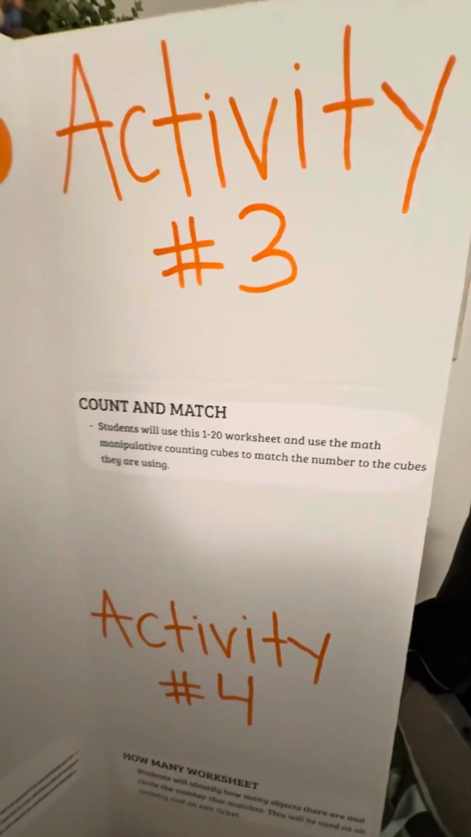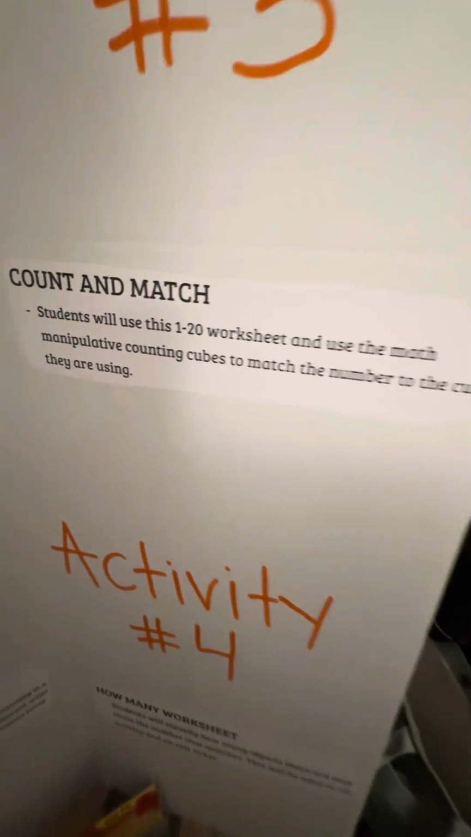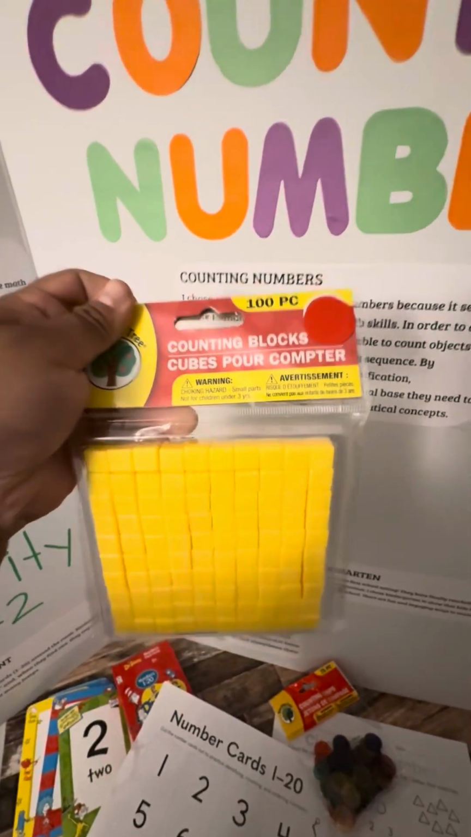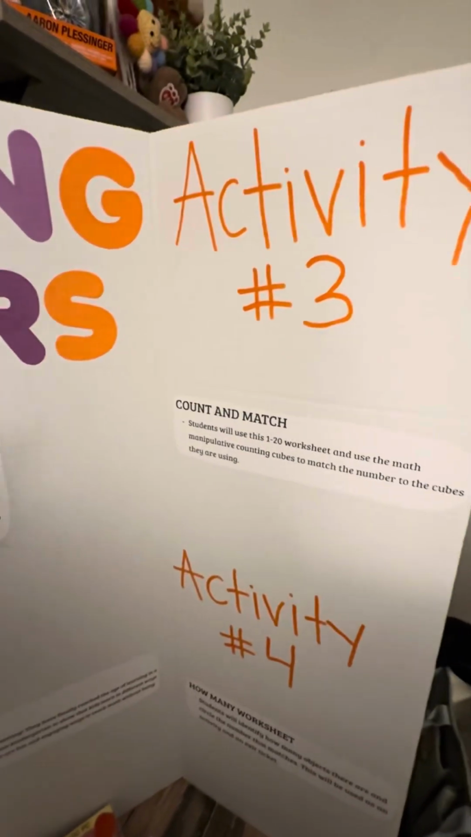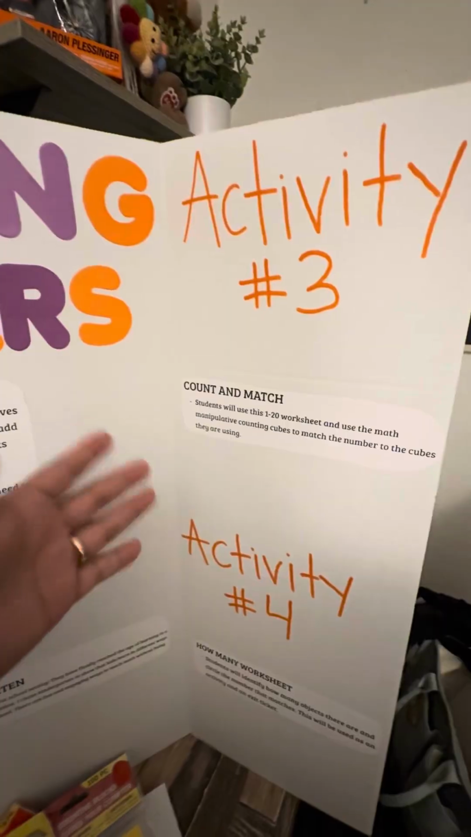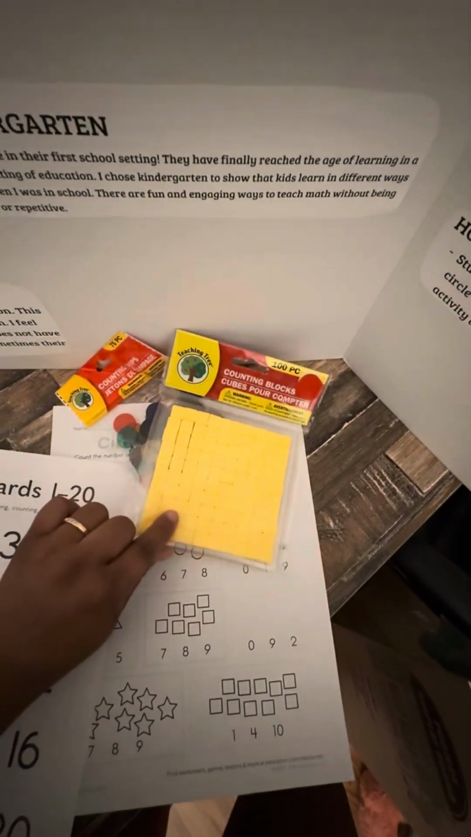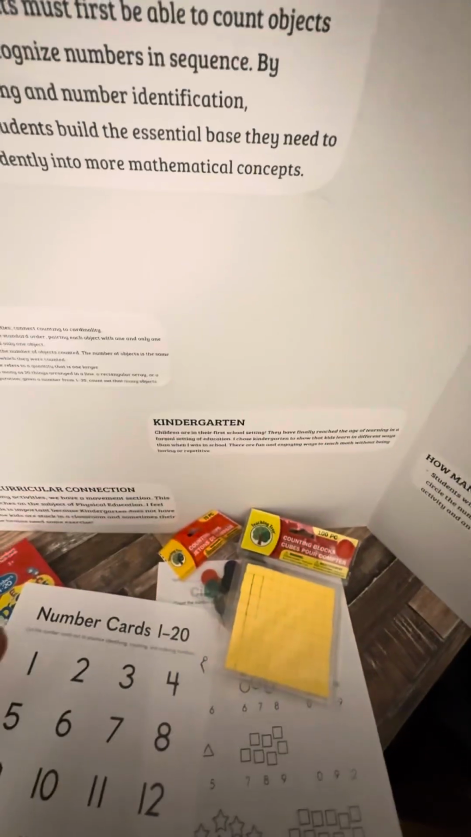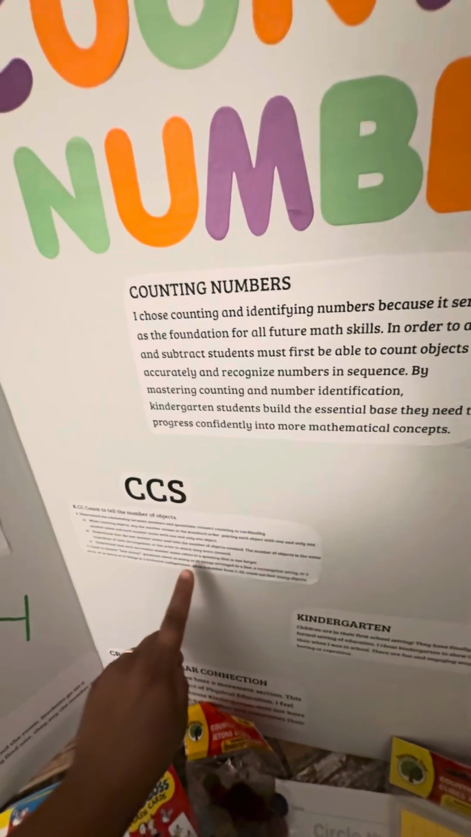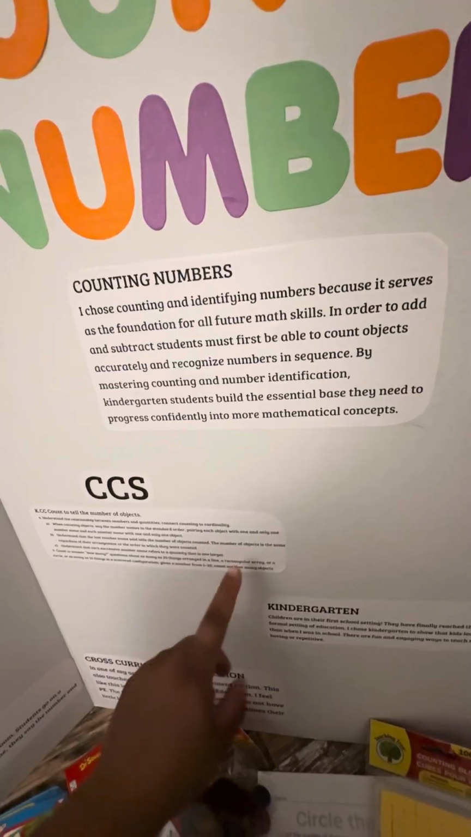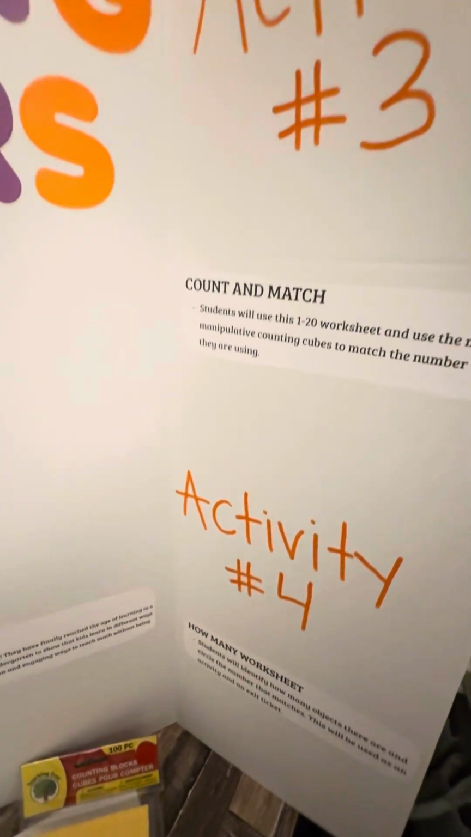But students will use this 1 to 20 worksheet and use the math manipulatives. So I have these counting blocks right here. And I think math manipulatives are so important because I see that a lot of kids don't really learn when we teach it verbally. So if we say 1, 2, 3, 4, 5 and show them the numbers, they need to actually touch an object to truly understand the concept of how many there actually are. And that's actually in our standards: given a number from 1 to 20, count that many objects. So I would want them to use these to count that object.